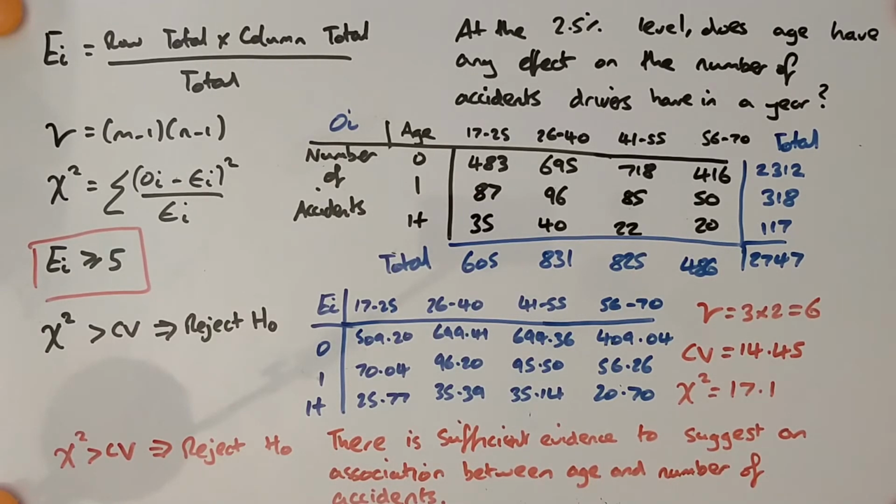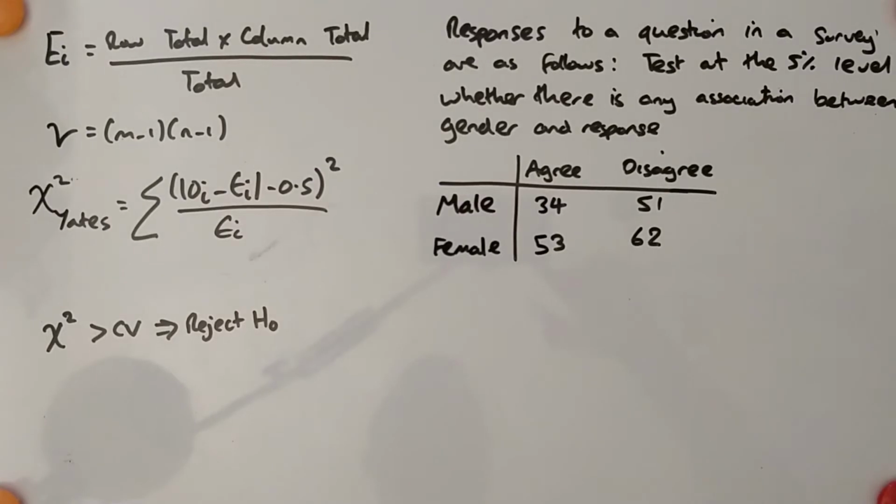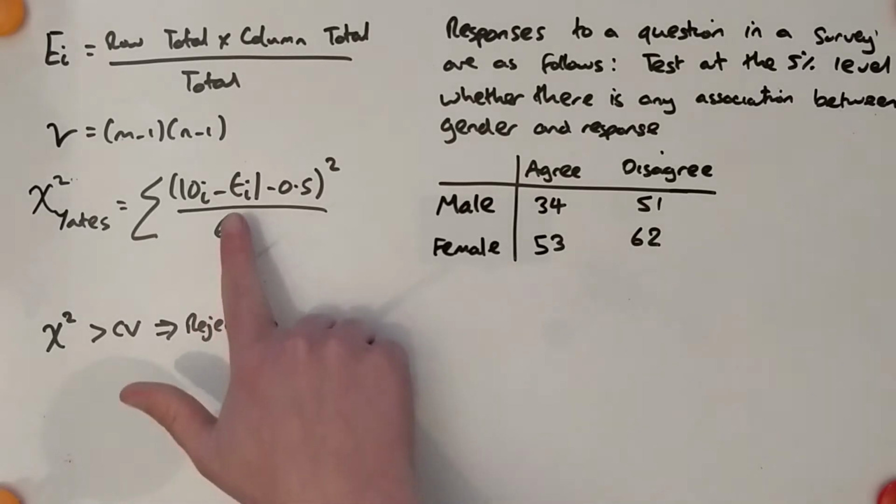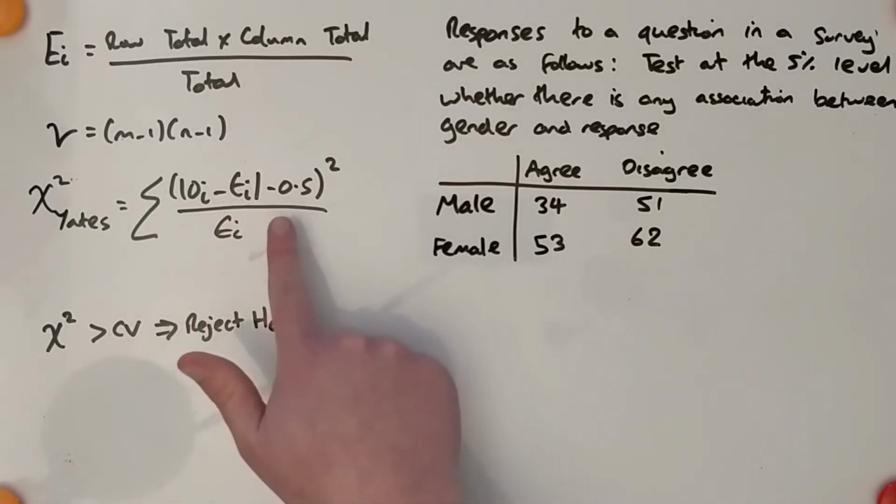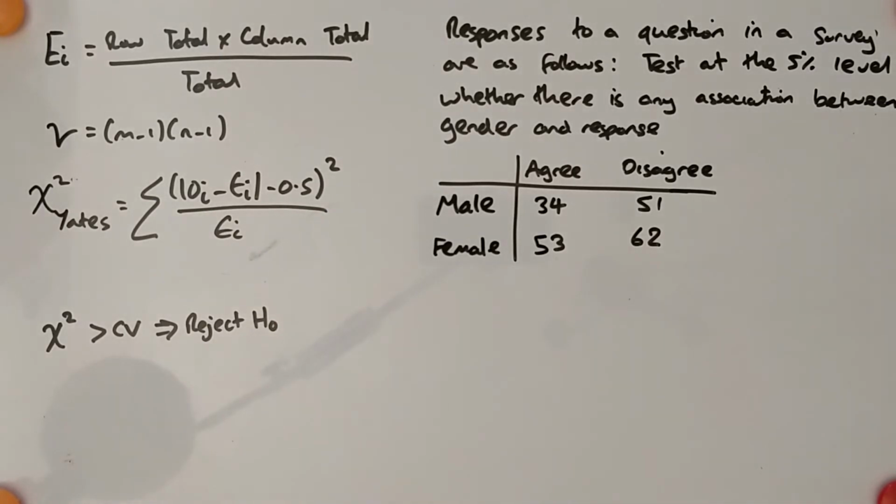So on to Yates' correction, which is the special chi-square test we do when it's a 2x2 table. Yates' correction is used exclusively when we've got a 2x2 table, okay? And here it is. This is not given to you in your formula book, so you need to memorize it. Okay, so we have our observed values, take away our expected values in a modulus. So we're just taking the absolute value of that.